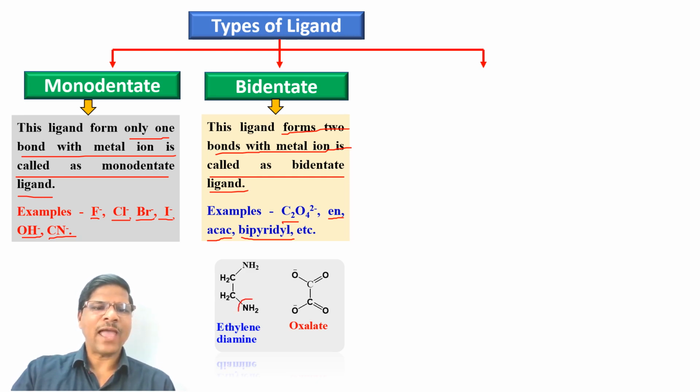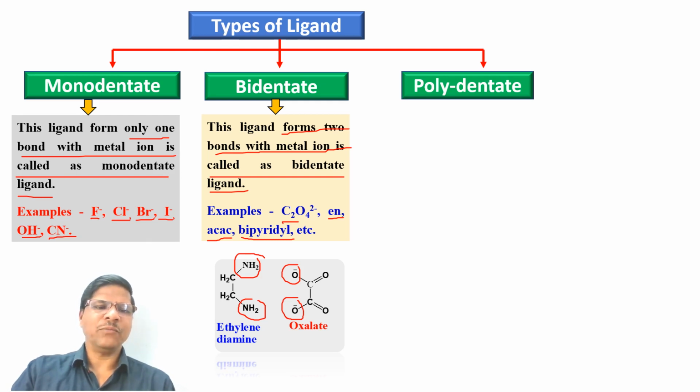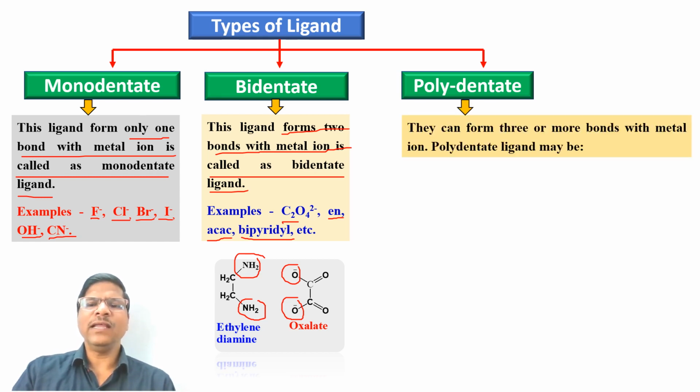Okay, so in ethylene diamine, the nitrogen in the NH2 group is the donor atom, and in the oxalate, the negatively charged oxygen is the donor atom. Then the polydentate: poly means many, dent means tooth. A polydentate ligand forms 3 or more bonds with the central metal ion. Any ligand which can form 3 or more bonds with the central metal ion is called a polydentate ligand.